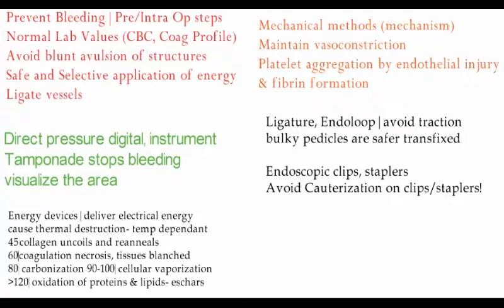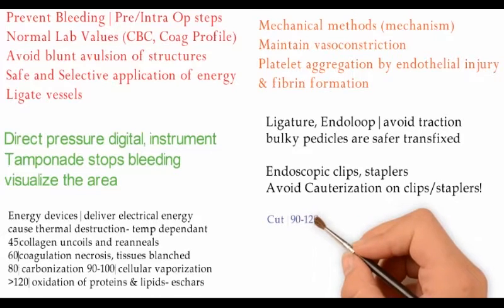At 80 degrees Celsius, there is carbonization and the tissues turn black. Between 90 and 100 degrees Celsius, the cells vaporize, and this is what occurs during cutting. Beyond 120 degrees Celsius, there is oxidation of proteins and lipids to form an eschar.